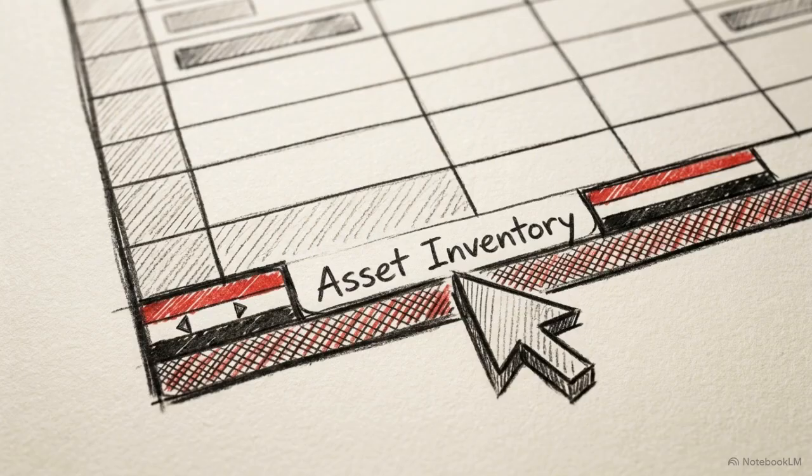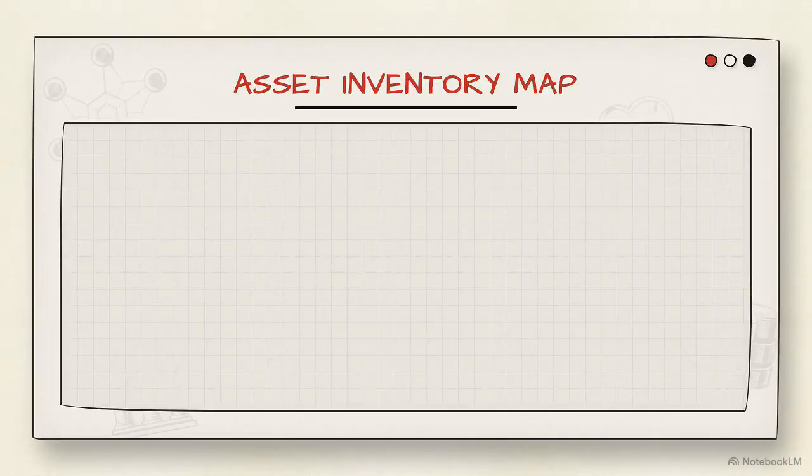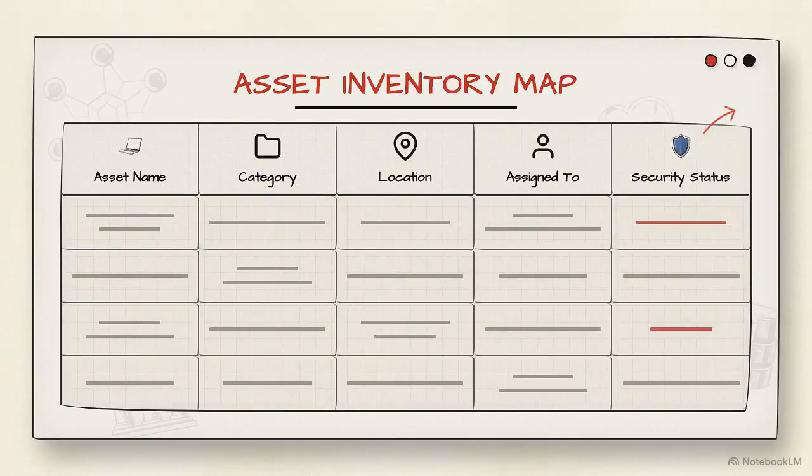To manage them efficiently, we consolidate these pillars into 3 main spreadsheet tabs: asset inventory, incident log, and GRC and risk. Step 1 starts right here, on the first tab, the asset inventory. Set up 5 specific columns to track your hardware and software. You need asset name, category, location, assigned to, and security status.